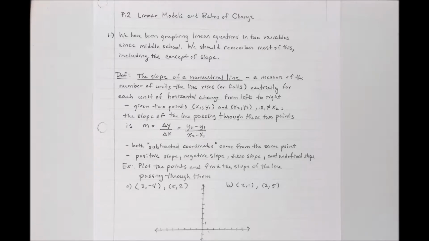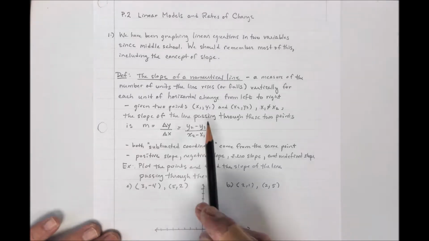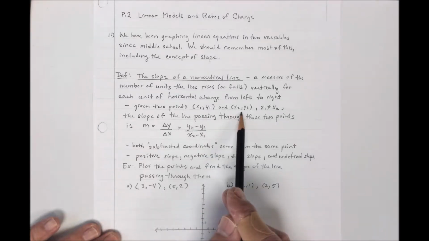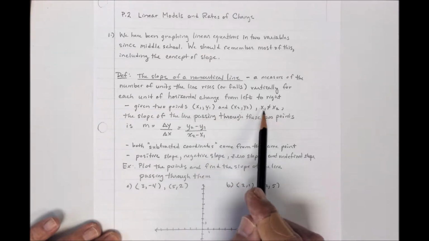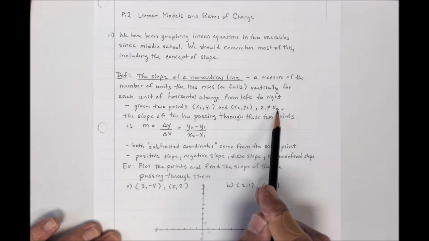also considered a rate of change, and we're going to use the idea of slope when we talk about different kinds of applications. The slope of a non-vertical line is the measure of the number of units that the line rises or falls vertically for each unit of horizontal change from left to right. So if you're given two ordered pairs, x sub 1, y sub 1, and x sub 2, y sub 2, notice the band-aids there, people, so you won't be so grossed out by my hands, where x sub 1 is not equal to x sub 2 because it's not a vertical line.